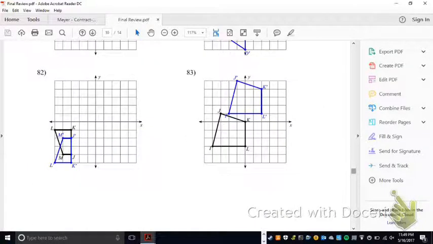Skip 81, we did that in class. 82, another reflection. We can tell because the orientation is different.